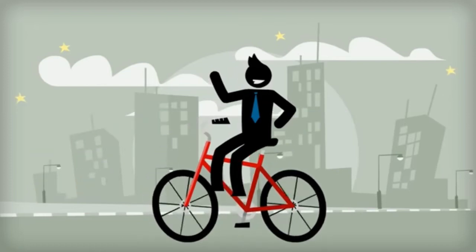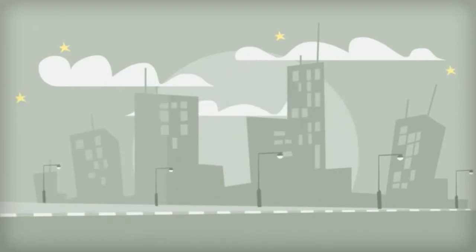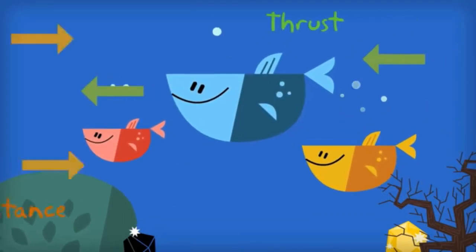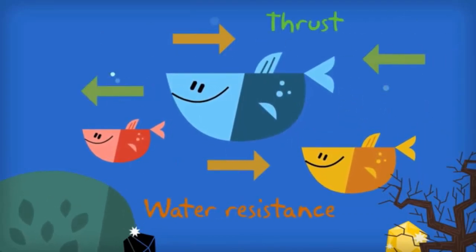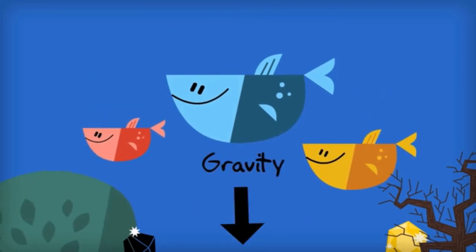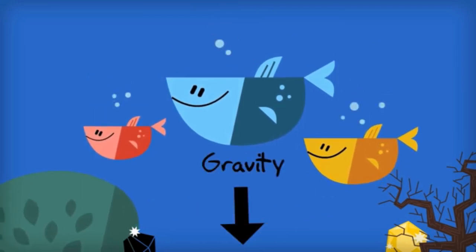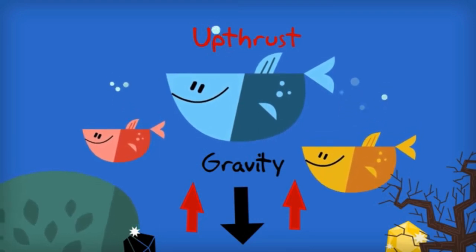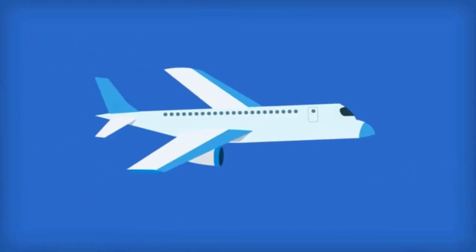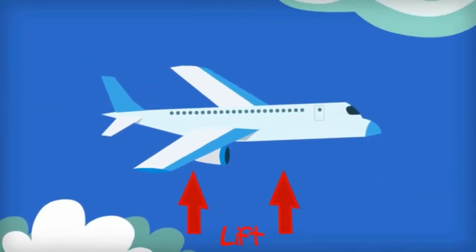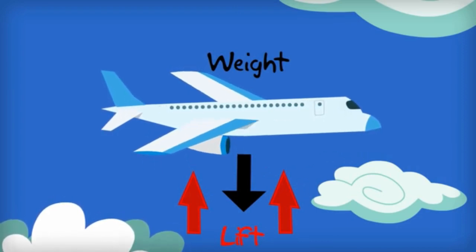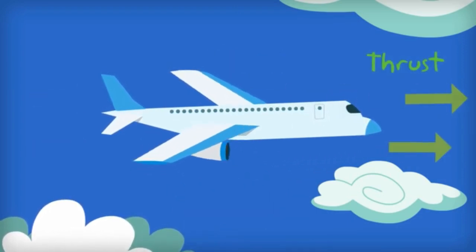As a fish swims forward, water resistance acts in the opposite direction, while gravity pulls the fish toward the bottom of the water. The upthrust exerts an upward force and counters gravity. In level flight, the upward lift applied to the wings of an aeroplane is equal to the downward weight of the plane, while the forward thrust of the propeller is equal to the air frictional drag on the plane.